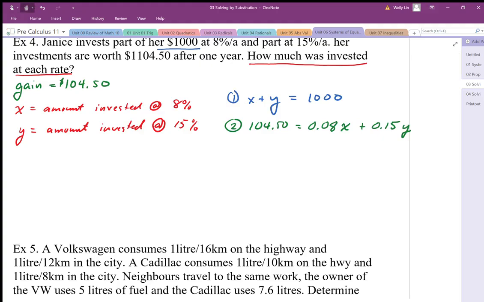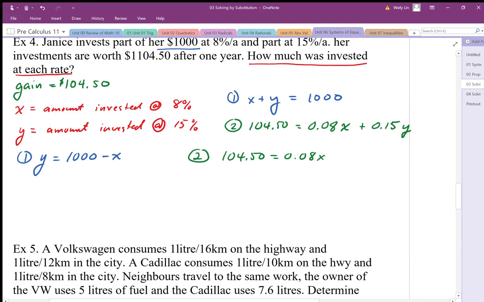So there it is. I have my two equations, two variables. I have my system. I'm going to do a substitution here. I'm going to let y equal 1,000 minus x, and then plug it into my equation 2. Equation 2 was 104.50 is equal to 0.08x plus 0.15, and instead of using y, we're going to use the equivalent, 1,000 minus x. I have one variable. That was my goal. So I'm going to now solve this.